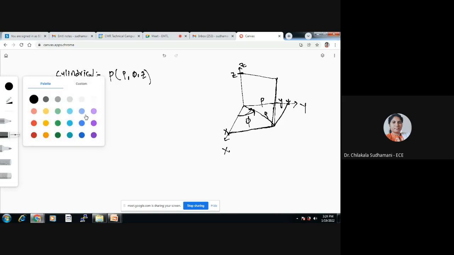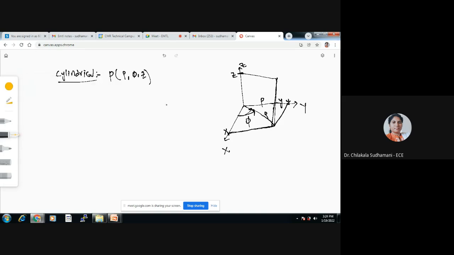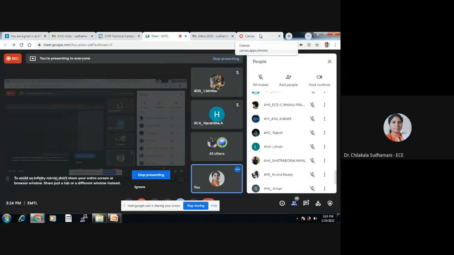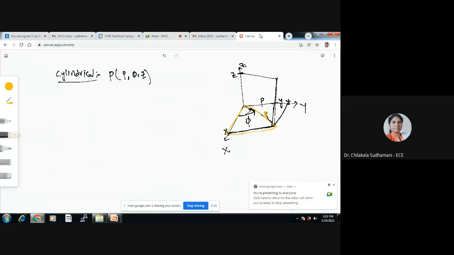Now I want to find out the relation between x, y, z and rho, phi, z. z is as it is. Only we have to calculate x in terms of rho and y in terms of rho. Now see here, consider this is a triangle. Can I assume it as a triangle? Yes, ma'am.